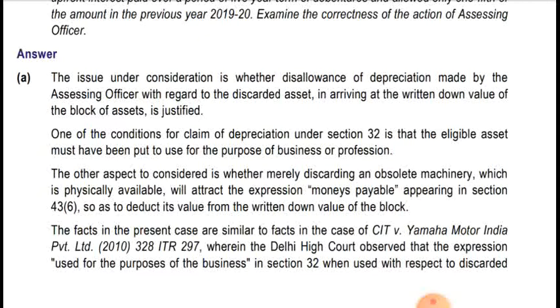The other aspect to consider is whether merely discarding an obsolete machinery which is physically available will attract the expression monies payable appearing in section 43(6) so as to deduct its value from the WDV, written down value, of the block. So as per section 43, only money payable is deducted from the block of asset. So no money payable has been received, so it will not be deducted because it is still in the possession of Mr. Janak.